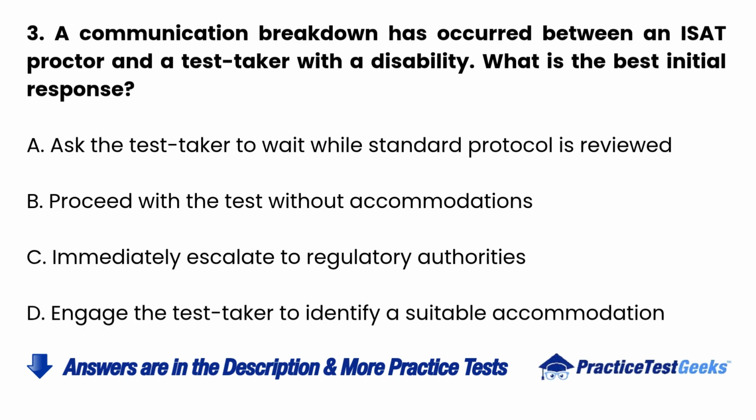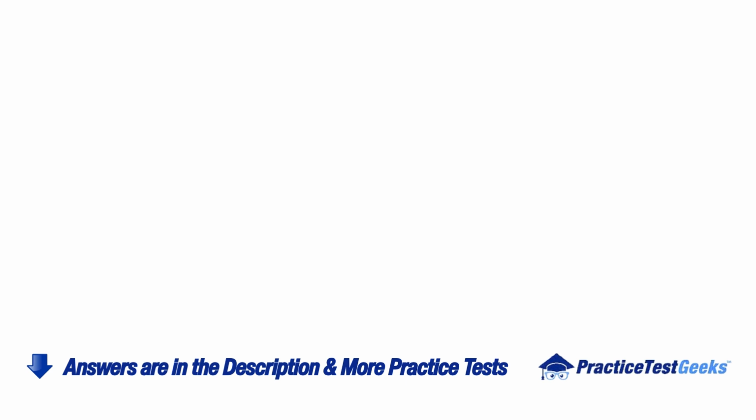3. A communication breakdown has occurred between an ISAT proctor and a test taker with a disability. What is the best initial response? A. Ask the test taker to wait while standard protocol is reviewed. B. Proceed with the test without accommodations. C. Immediately escalate to regulatory authorities. D. Engage the test taker to identify a suitable accommodation.